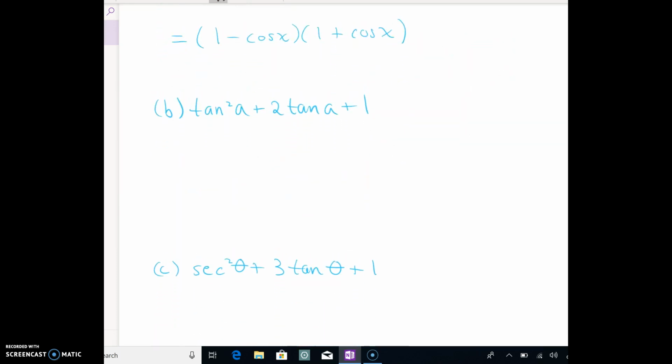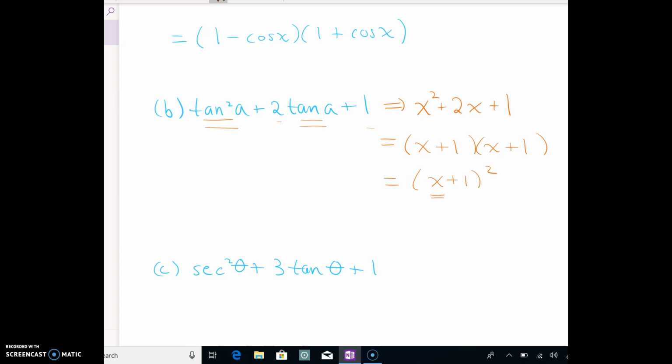Let's take a look at part B. Again, I encourage you to think about what this would look like in quadratic form. We have something squared plus 2 times that same thing plus 1. In quadratic form, this is what it looks like, except for x, when we go to write it in its factored form, we're going to call that x tangent of a. Now think about how we would factor this. x squared plus 2x plus 1. Two numbers that multiply out to 1 and sum up to 2 are going to be 1 and 1. So this is the same thing as saying x plus 1 times x plus 1, which is the same thing as saying x plus 1 squared.